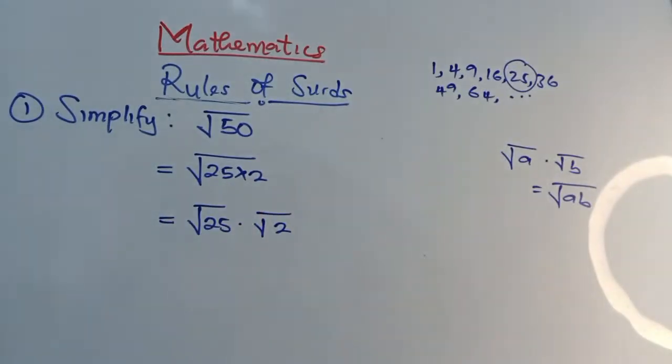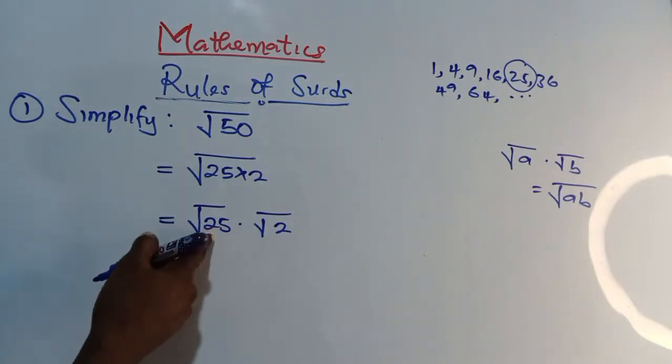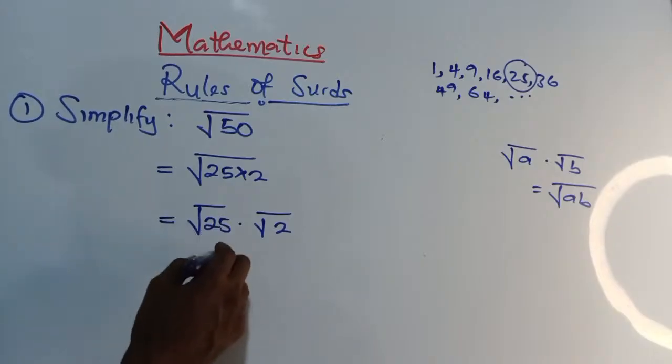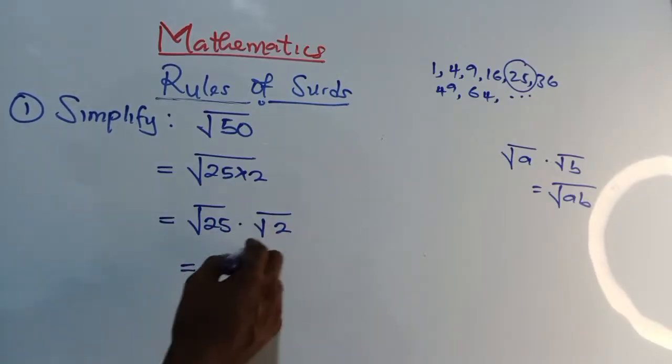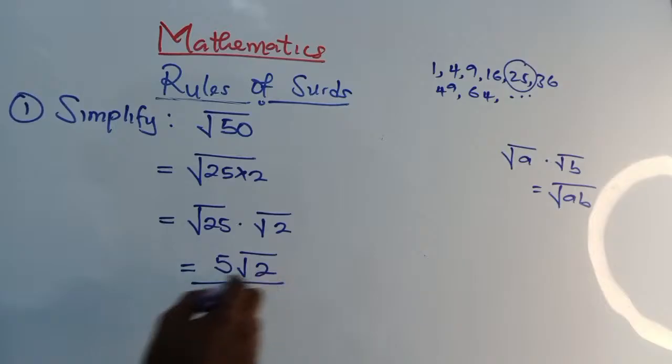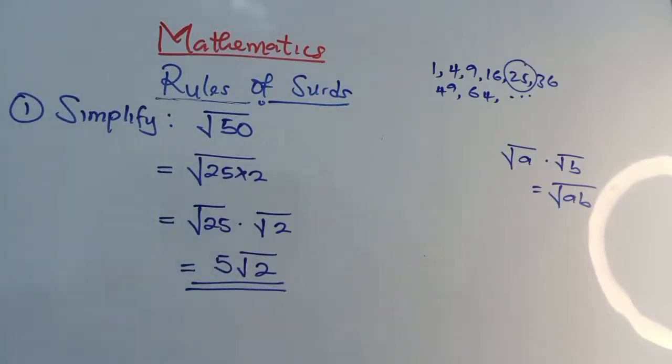We can find the square root of 25. The square root of 25 is 5, because 5 times 5 gives us 25. That means this is 5 multiplied by root 2. So this is the final answer. If you simplify root 50, it gives us 5 root 2.